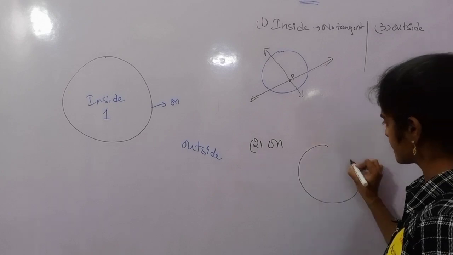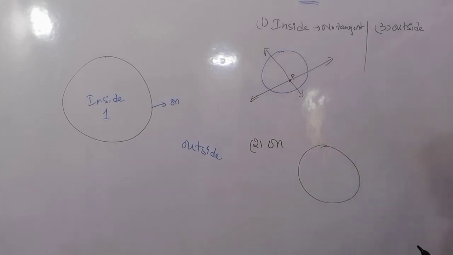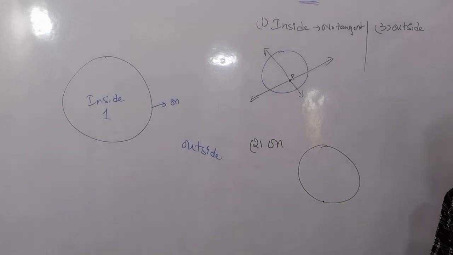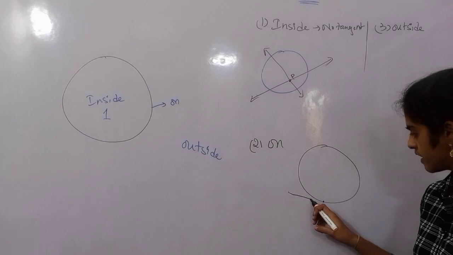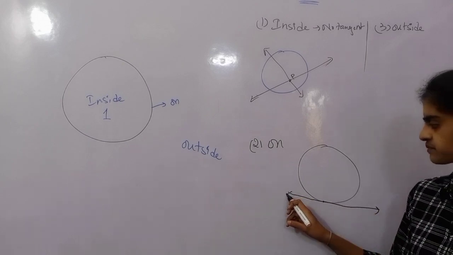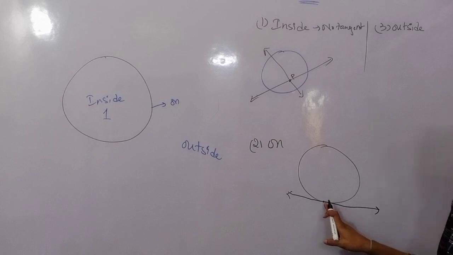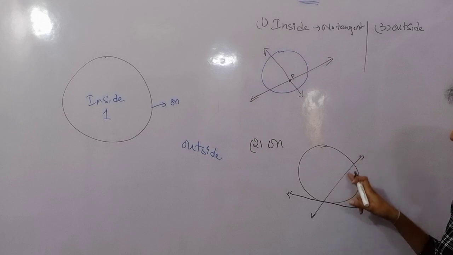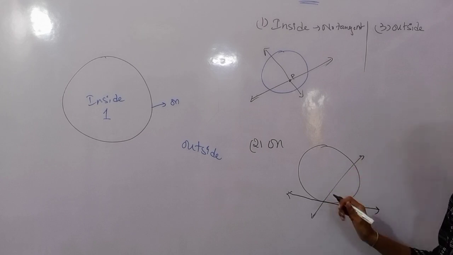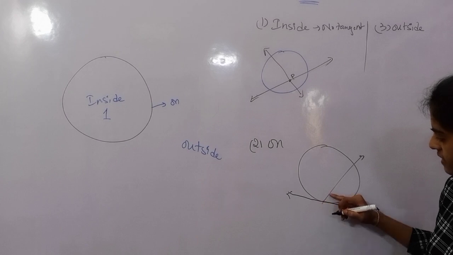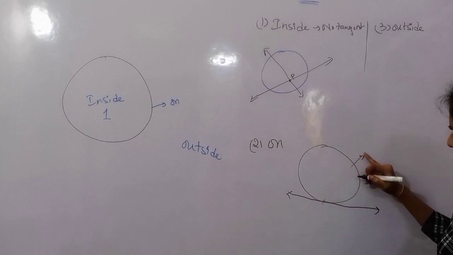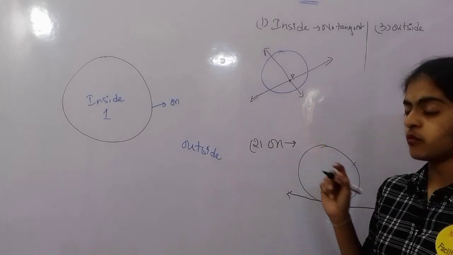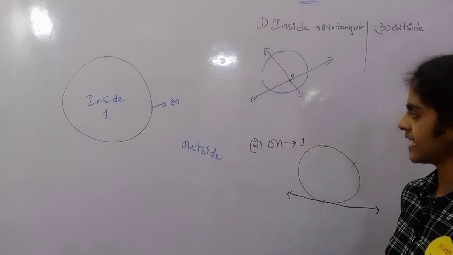Next case, suppose this is a circle and I want to draw a tangent from this point on the circle. How many tangents can I draw? I can draw only one tangent from this particular point. If I draw any other line, it will become a secant and cut the circle in 2 points. There is only one line which touches the circle at a point, and that line we call a tangent. So from a point on the circle, I can draw only one tangent.